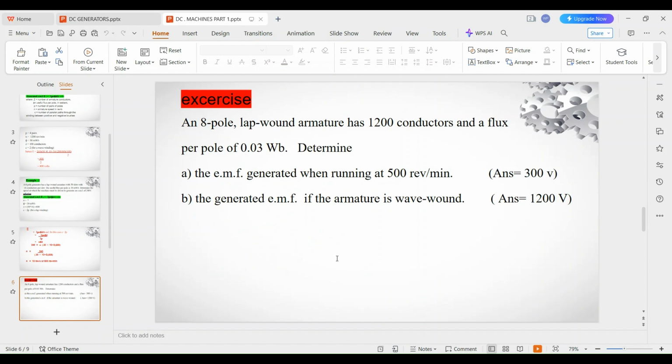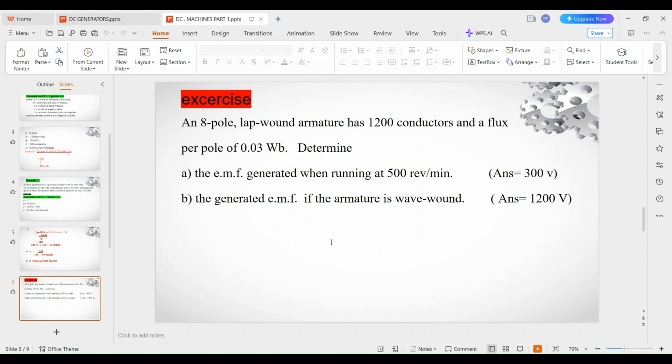We have an example or work for you to do to calculate. The question says that an 8-pole lap wound armature has 1200 conductors and flux per pole is 0.03 Weber. Determine the EMF generated when running at a speed of 500 revolutions per minute, and the generated EMF in the armature if the armature is wave wound.